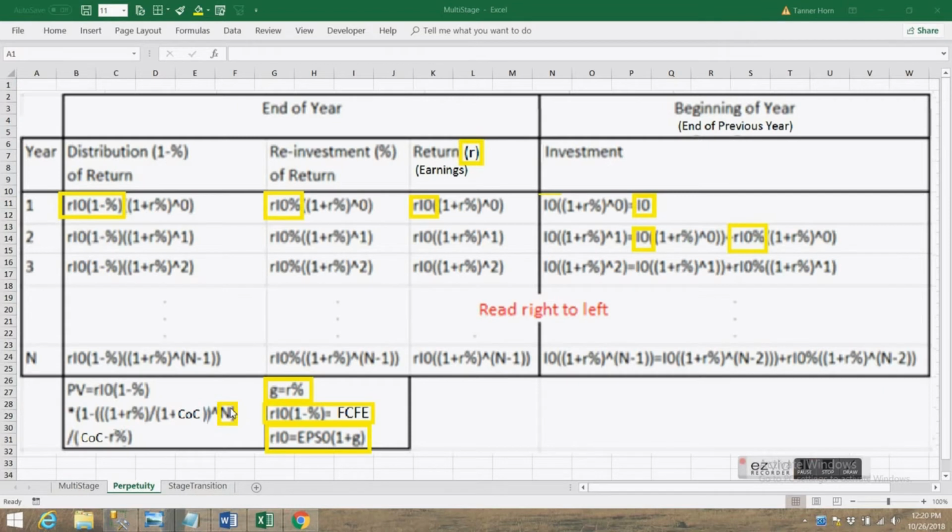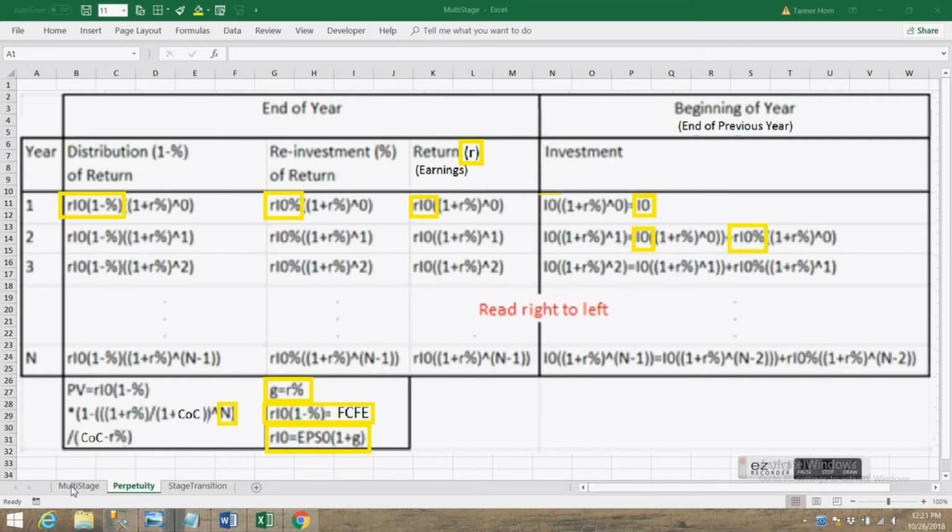I want to point out that if you have just a single stage and you let that stage run forever, namely n becomes infinity, because you always assume the cost of capital is greater than your growth rate, this term here will become 0, and so the middle term is just 1, and then you've got the classic perpetuity valuation formula.